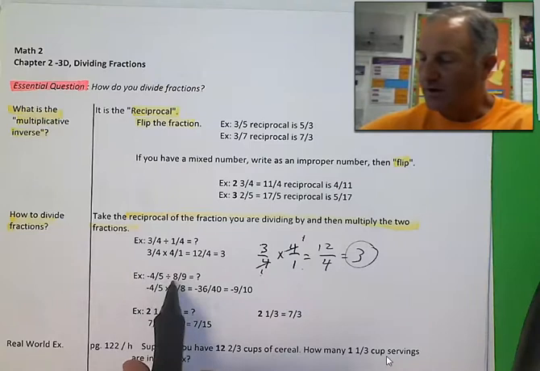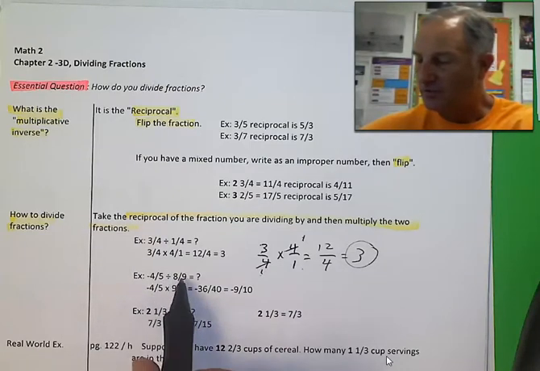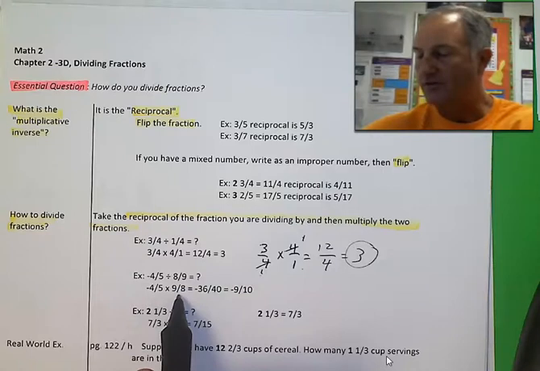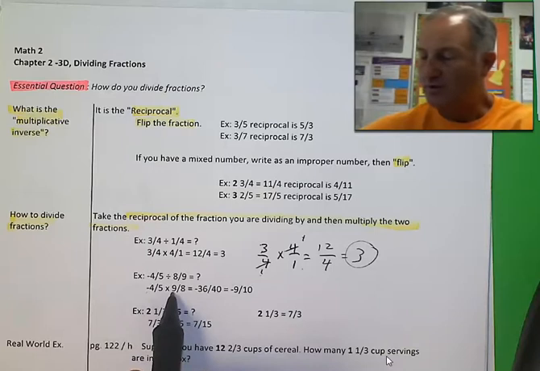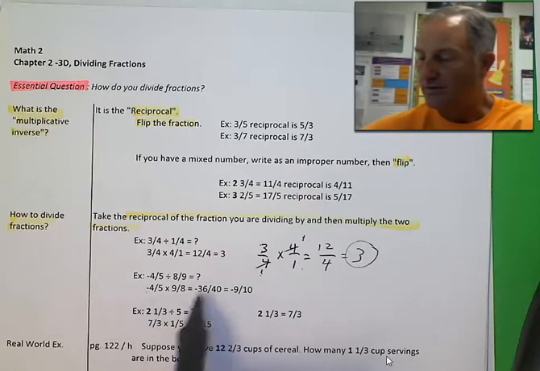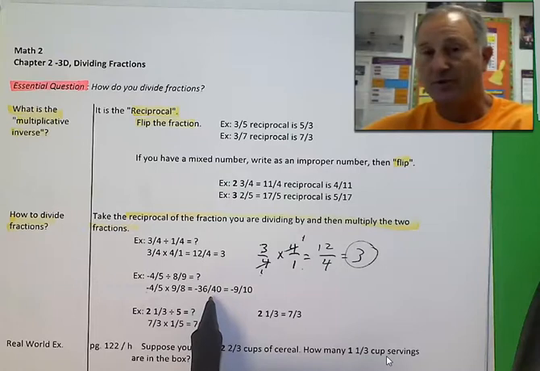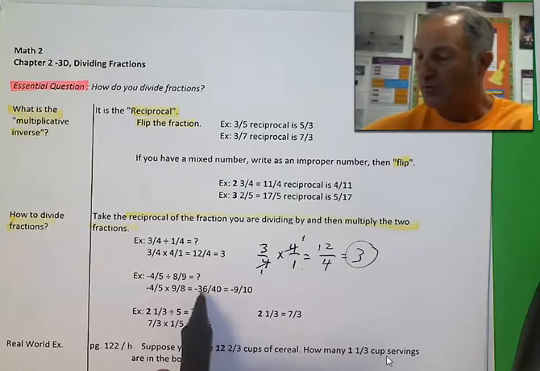-4/5 divided by 8/9 would be -4/5, change division to multiplication and take the reciprocal of the fraction that follows. You can take the -4 times the 9. Same rules apply with signs. When you're multiplying, you get -36. 5 times 8 is 40. And simplify your answers. 4 goes into both of these, -9/10.